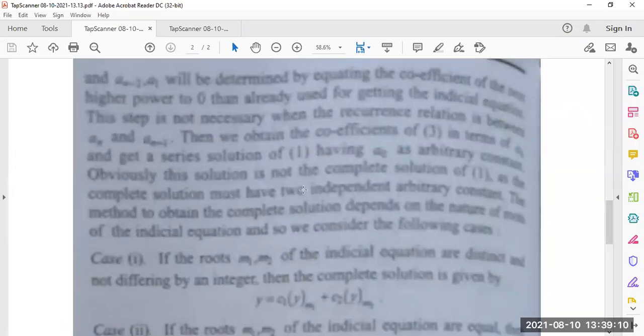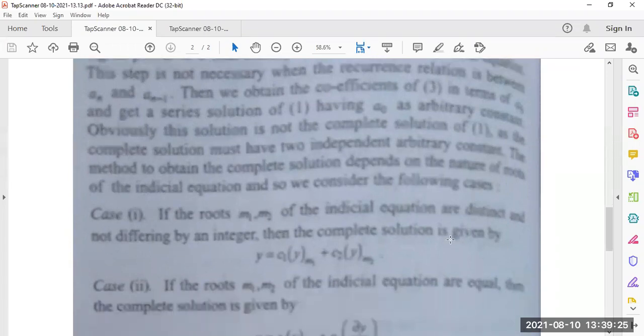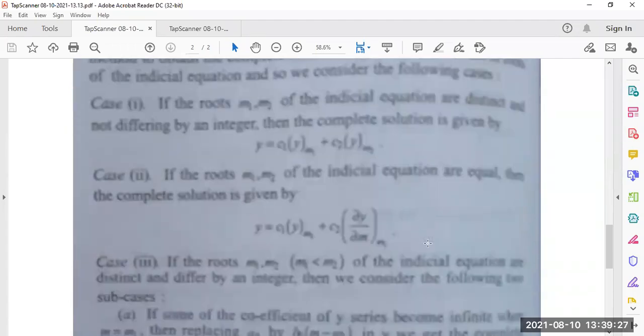Obviously this solution is not the complete solution of equation 1, as the complete solution must have 2 arbitrary constants. The method to obtain the complete solution depends on the nature of the indicial equation. The indicial equation is a quadratic equation in m, and suppose the roots of the quadratic equation in m are m1 and m2.